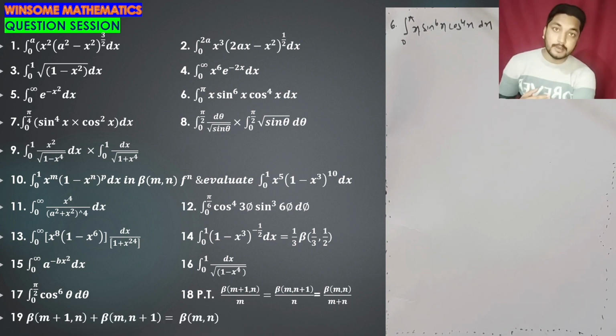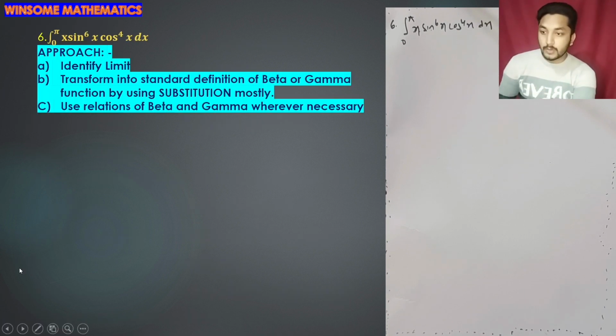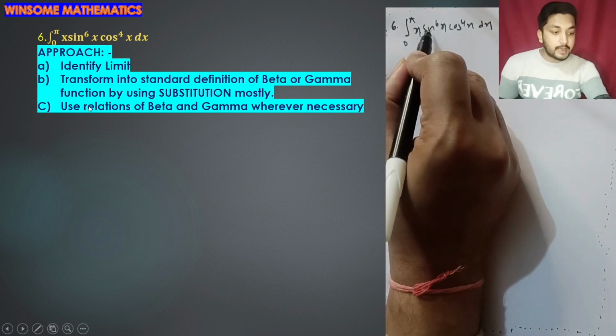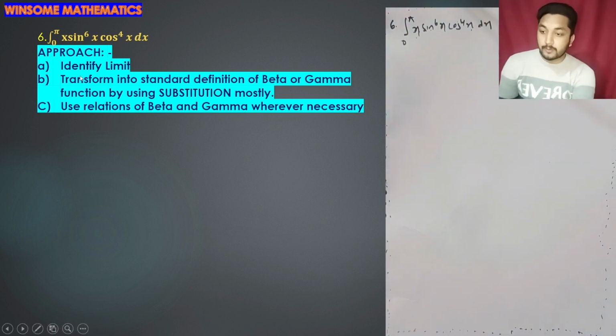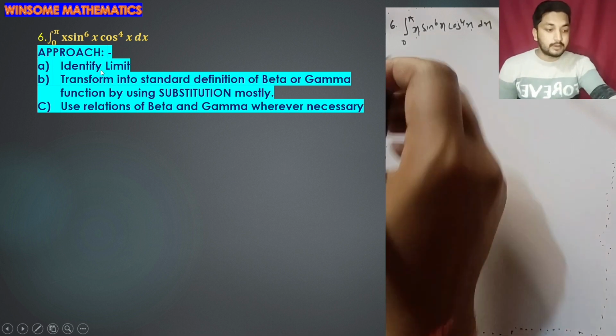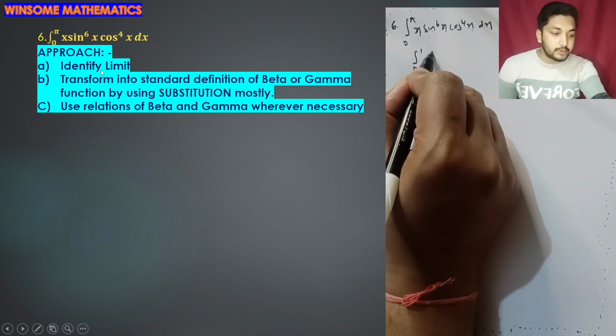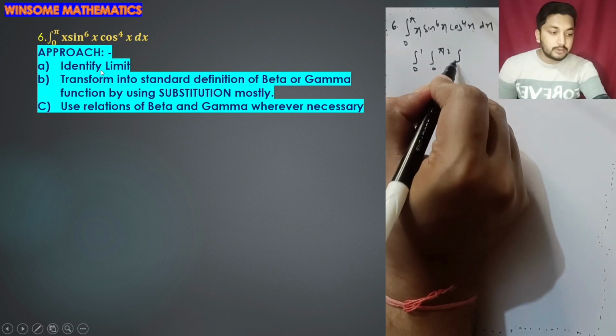So now let's come to our sixth question. Again, I know you are all familiar with this approach, so let's discuss it in brief. This is x sin 6x cos 4x. The first point is to identify the limit. How do we identify the limit? We know three standard limits: 0 to 1, 0 to pi by 2, and 0 to infinity.